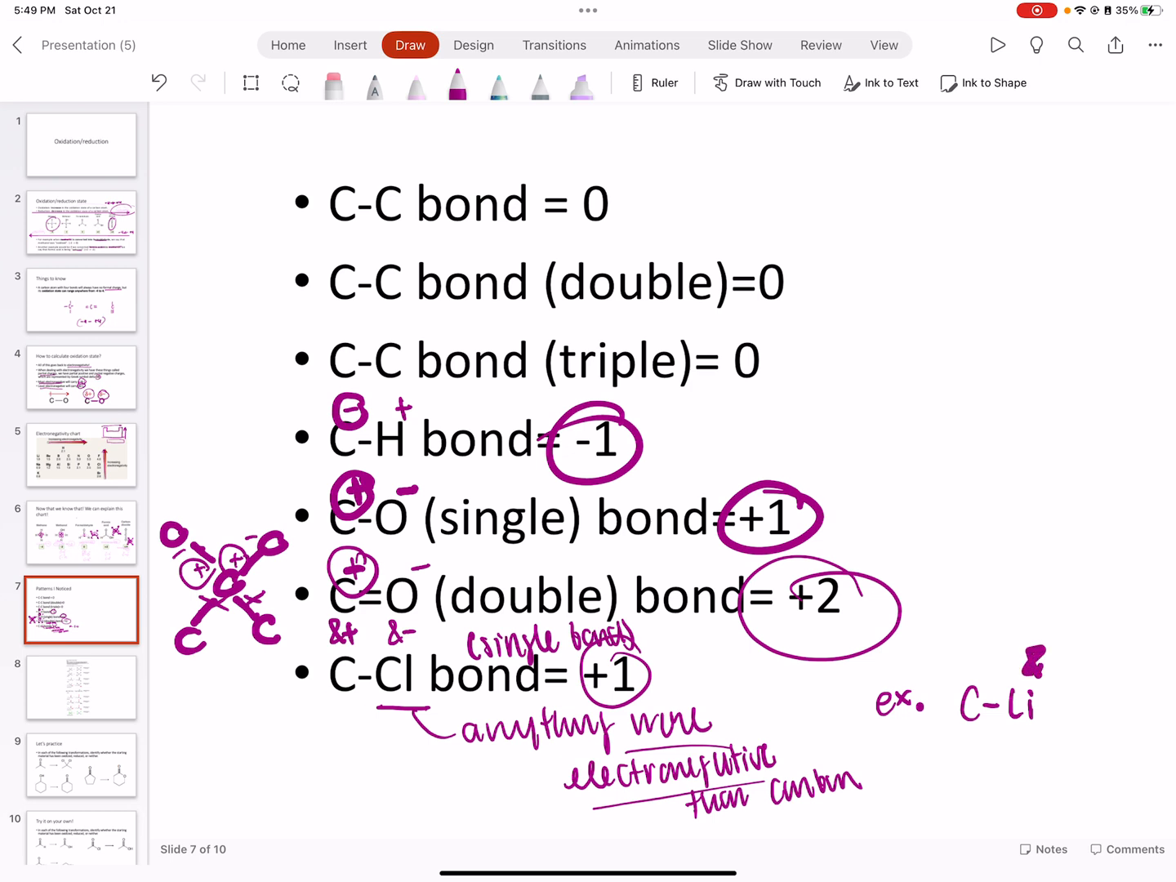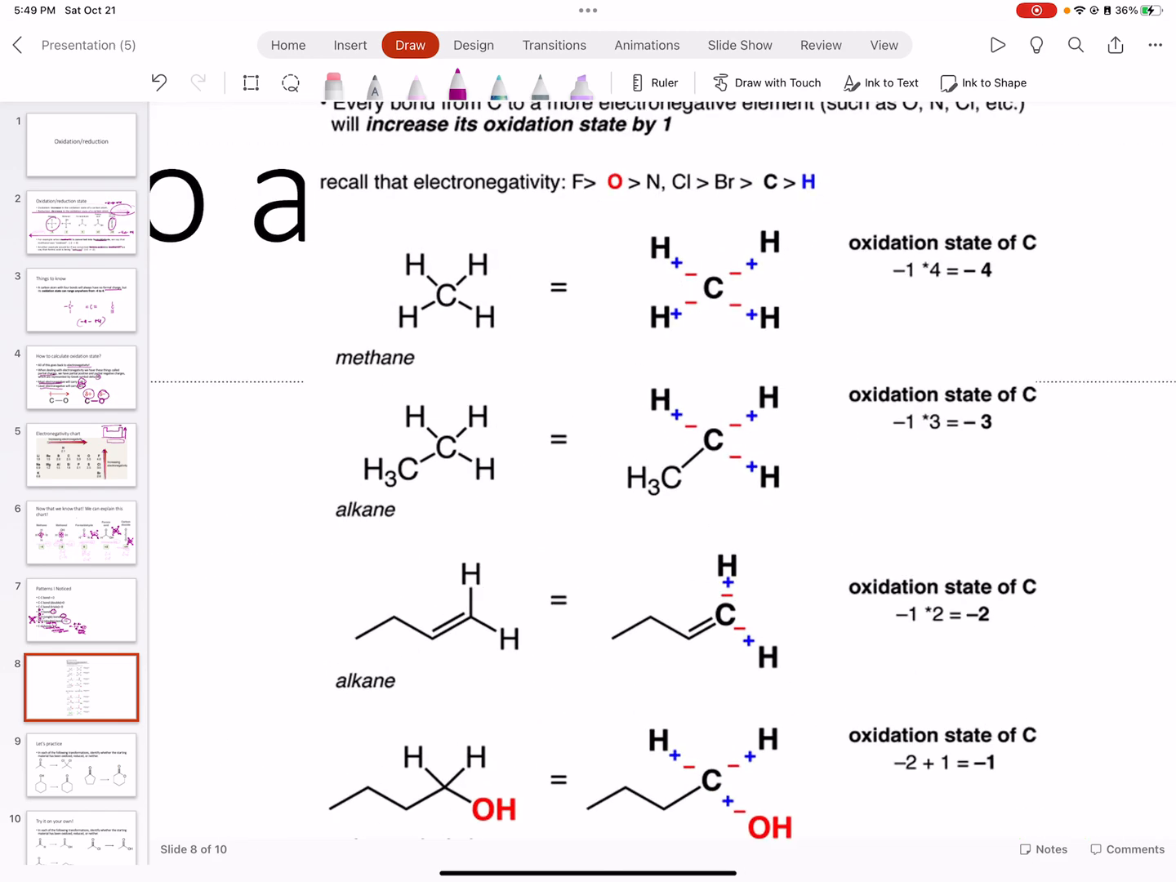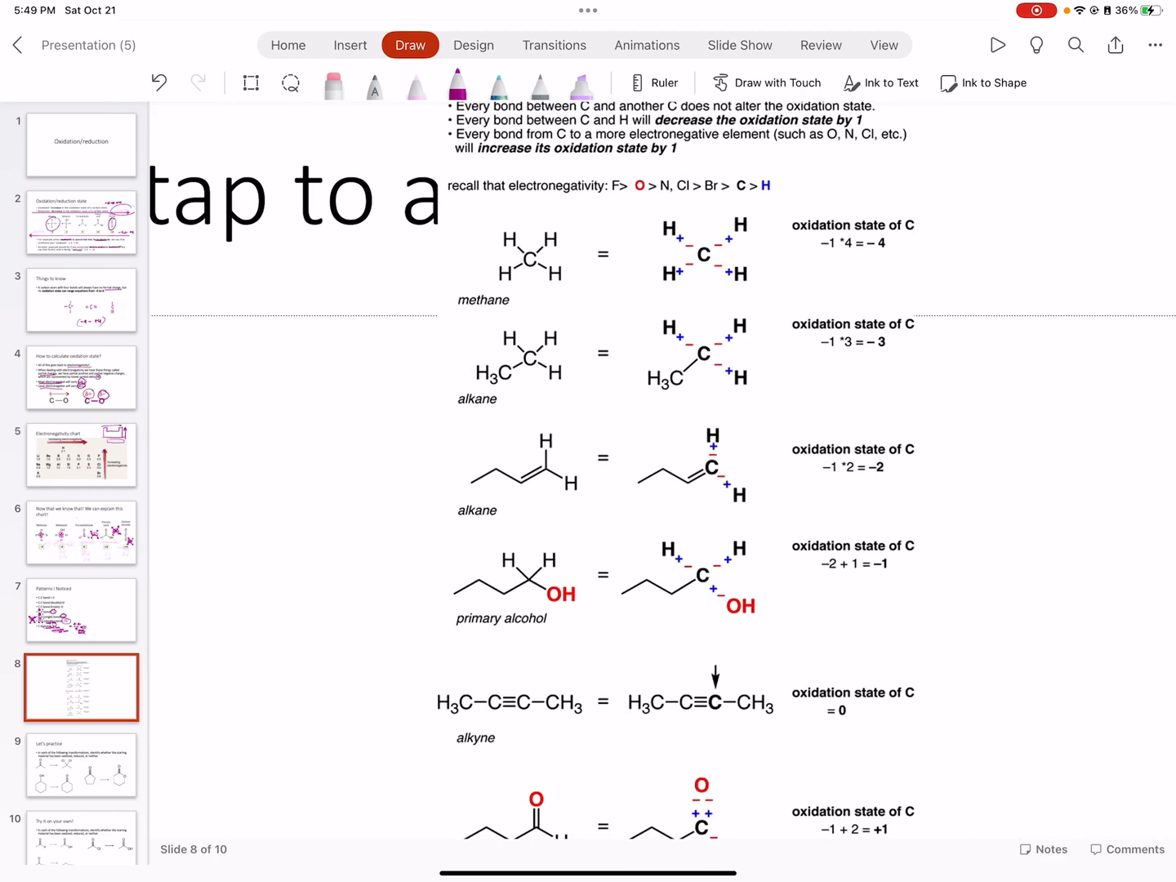Then that means that this one, lithium, will be less electronegative, therefore it's gonna carry a positive charge, and carbon will be more electronegative, therefore it's gonna carry a negative charge, and it's gonna count as -1. And of course it has to be single bonded as well. So single bonds count as 1, double bonds count as 2, triple bonds count as 3. Okay, so now we can technically explain this chart that Alexis showed in class.